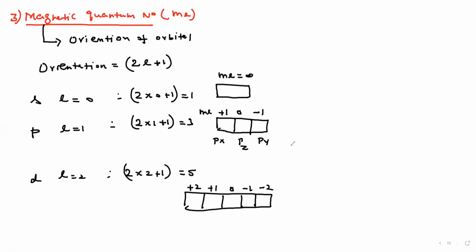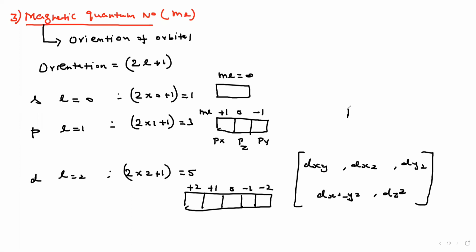What are the 5 d orbitals? We know very well: dxy, dxz, dyz, dx square minus y square, and dz square. This is very important. In the p orbital, Px, Py, and Pz. For the s orbital, there is only one. The magnetic number tells about the orientation of the orbital. For the d orbital, there are 5 orientations, and for the p orbital, there are three orientations: px, py, and pz.